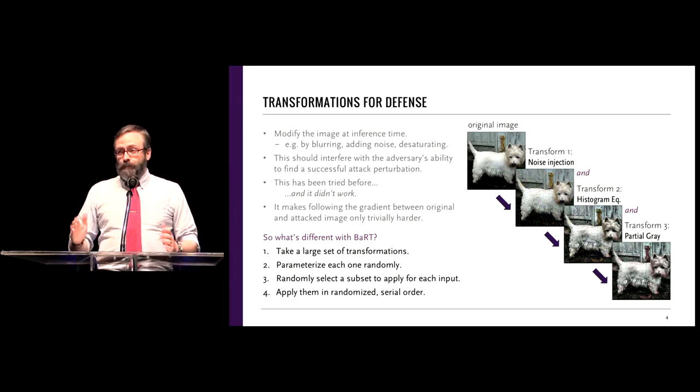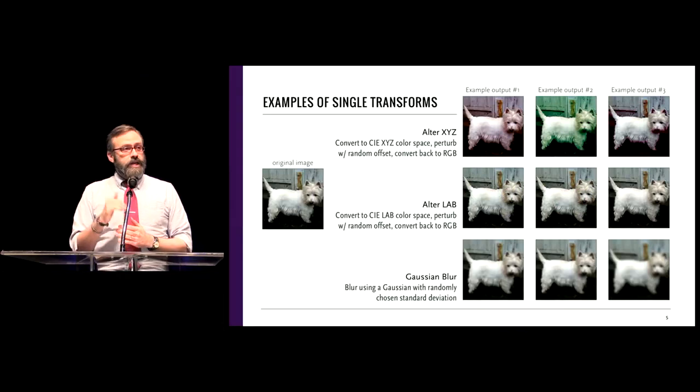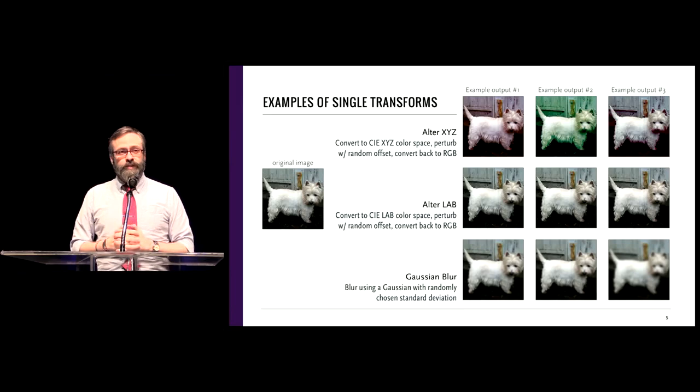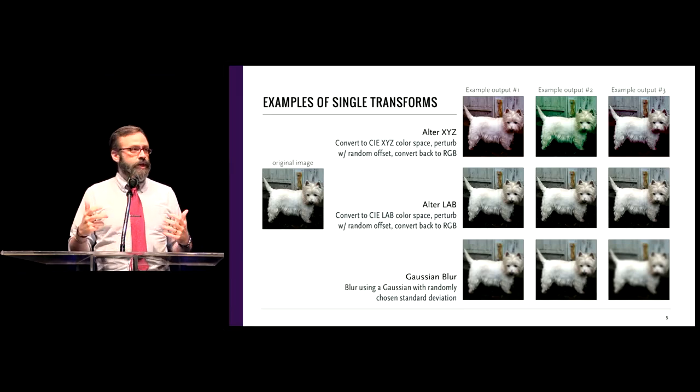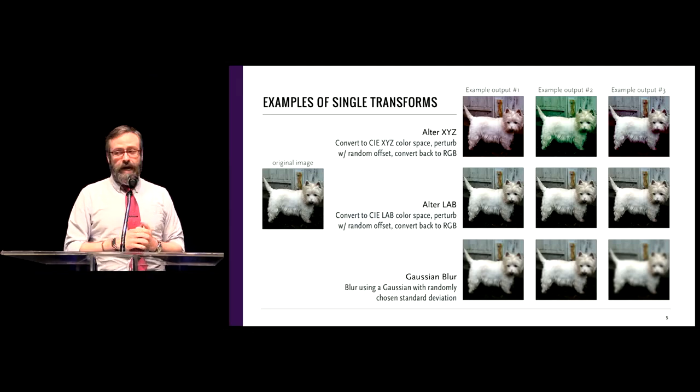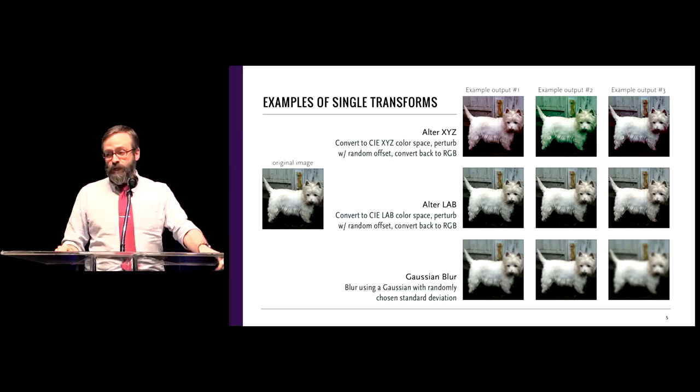So we see here in these 3 rows, 3 of the examples of the 25 overall transformations in our arsenal, and in each column, we have one particular random realization of that transformation. So you can see, for instance, in the first row where we alter things in the XYZ color space, things tend to come out quite differently each time. In the second row where we're operating in the lab color space, the differences are almost imperceptible, much like the attack perturbations.